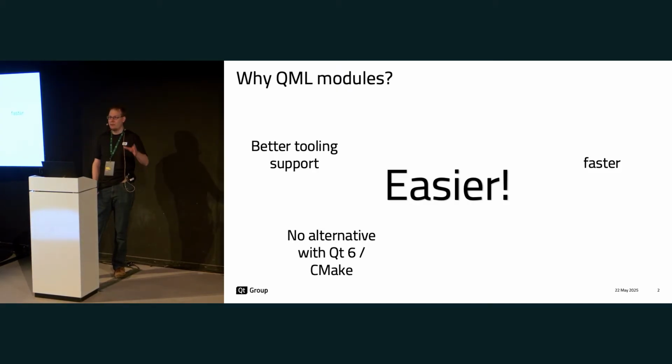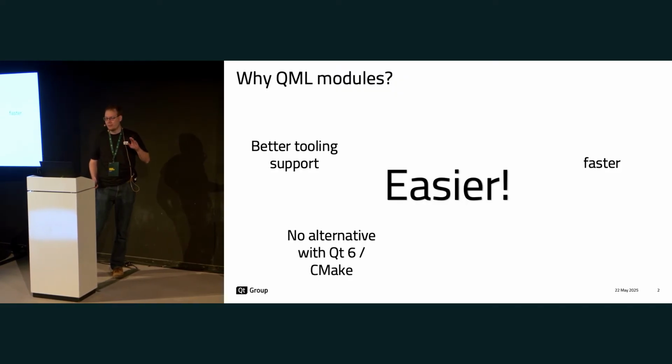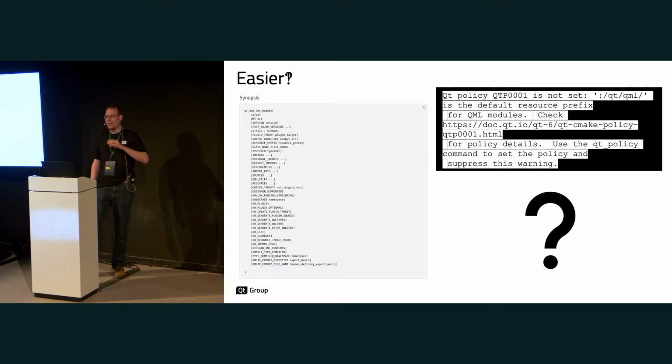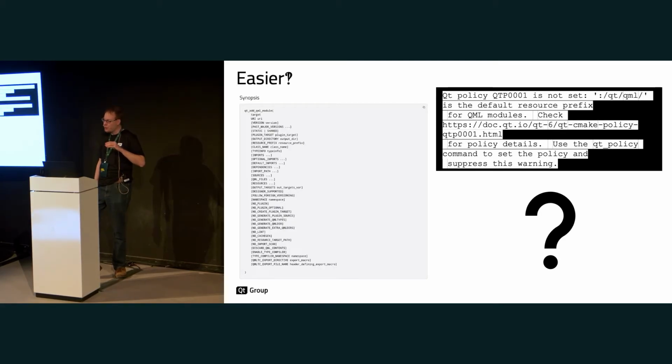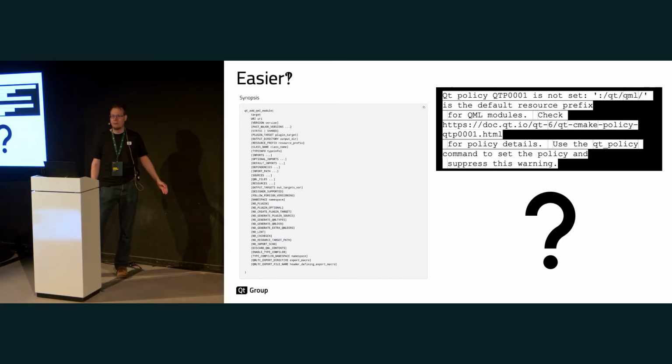Now, if you haven't used QML modules yet, that sounds great, and you want to use QML modules. If you already tried to use QML modules, you might say, Fabian, easier? Why is something which is easy taking 40 parameters of arguments? What even is a QTP? And didn't all of that work quite well in Qt 5 times without modules?